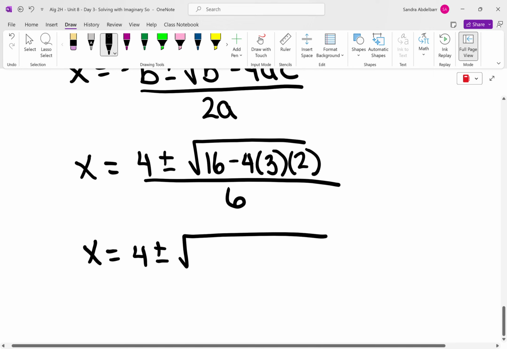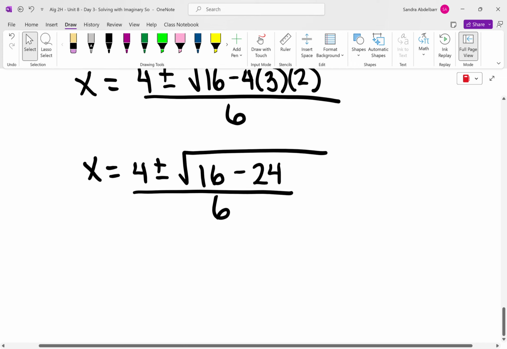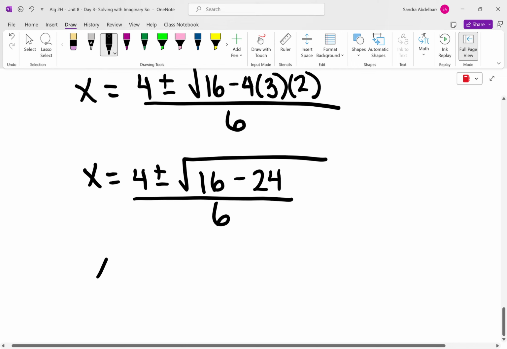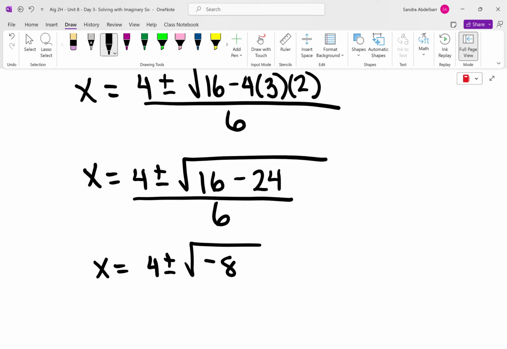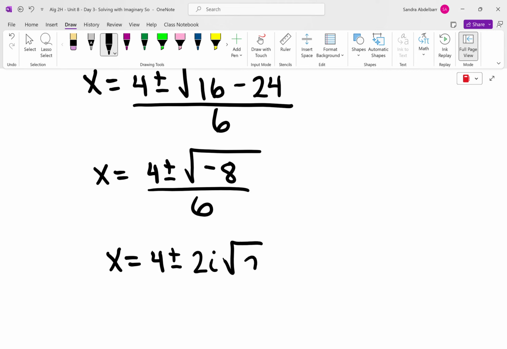Let's simplify. So x will equal 4 plus or minus the root of 16. And then you're going to have negative 4 times 3 is a negative 12 times 2 is a negative 24 all over 6. So then we are going to subtract 16 minus 24, and we will get the root of negative 8. At this point, we can simplify that whole radical. So we're going to get x is equal to 4 plus or minus 2i root 2 all over 6.